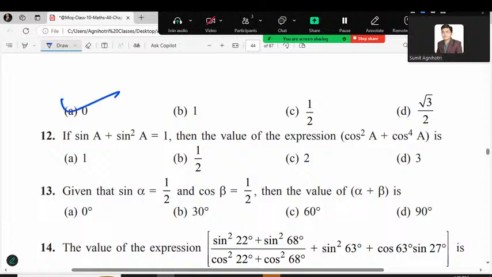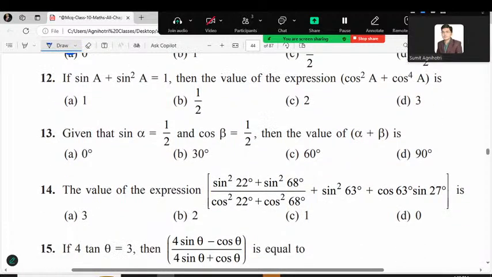Come to the question 12. Are you able to solve this this way? Because I'm explaining things a bit fast, because I want you to involve here and attempt them quickly.